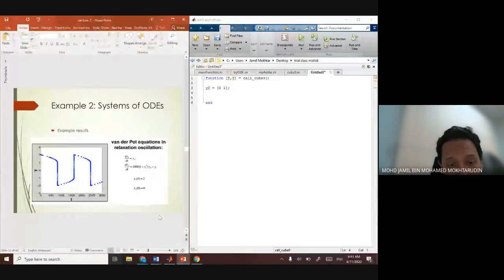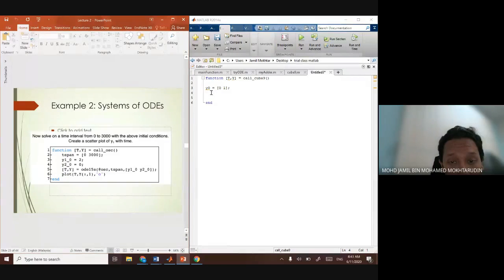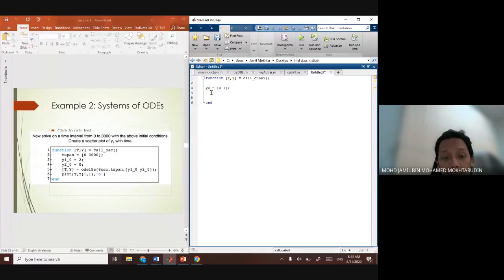The question doesn't give the time span. Usually you will be given a time span, but here it isn't given, so we just assume from 0 until 3000.